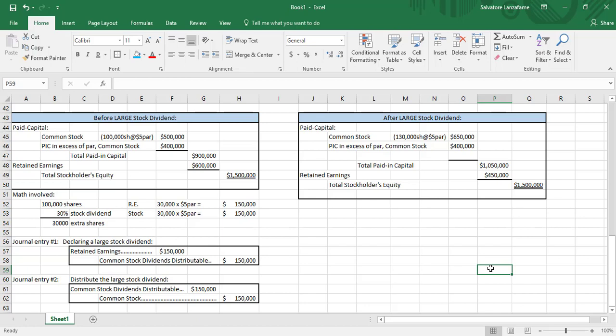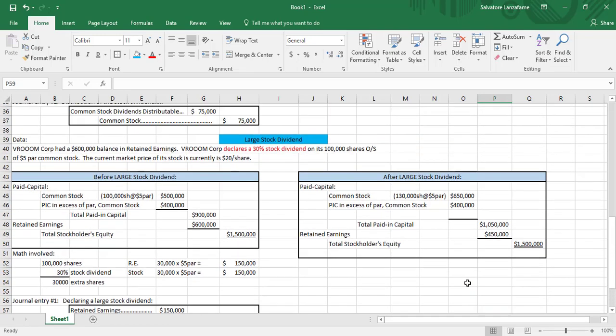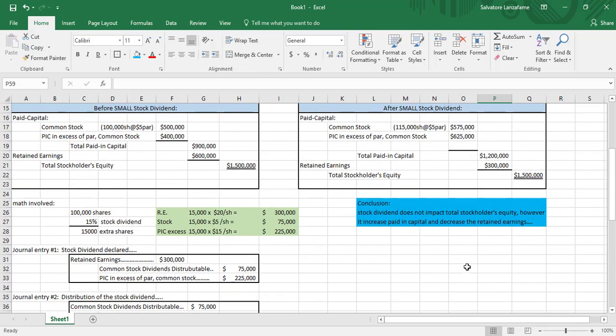So your total stockholders' equity does not change as we established before. The difference here is that we did not have the need for PIK. So the only thing that changed was the value of the common stock. The common stock went from 100,000 shares at $5 a share. Now there's 130,000 shares out there at $5 a share. So the retained earnings was impacted by the value of the par, whereas in the previous example, the retained earnings went down by the value of the market.